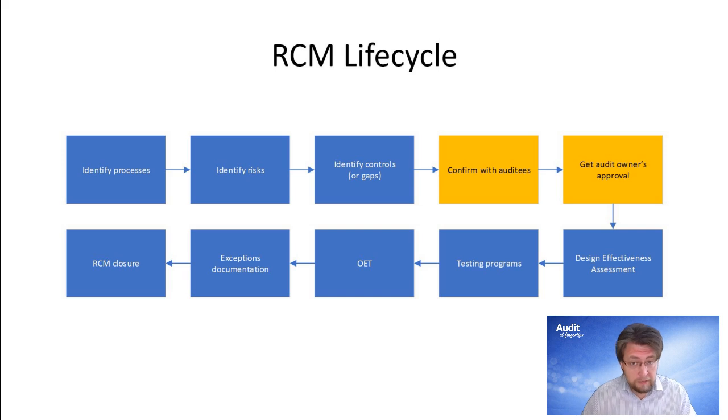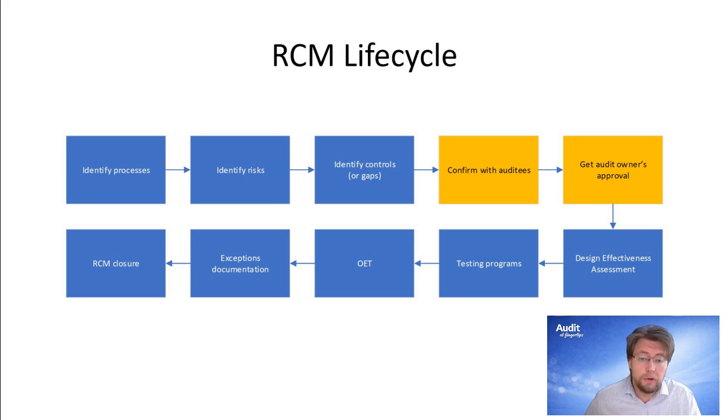First, we do the design effectiveness assessment, which is documented, of course, in a separate paper. However, we write down the results to our RCM. Then we proceed to the fieldwork with the testing programs, which normally it's nice to create at the end of the planning, to proceed to fieldwork fully prepared. Then you run those testing programs and get the test results. Of course, again, you document testing results outside of the RCM in separate papers. However, you include the conclusions in your RCM.